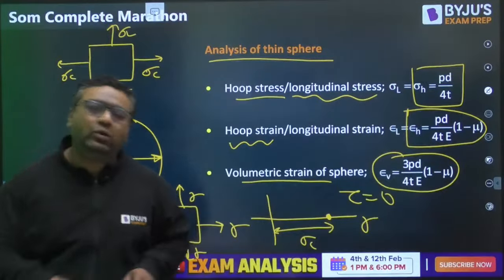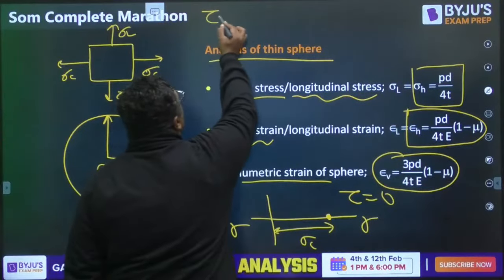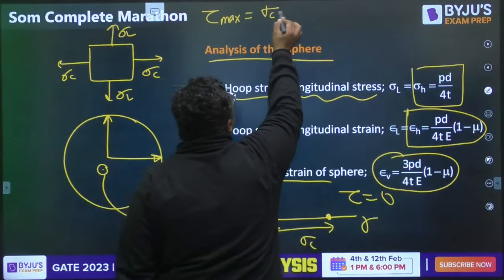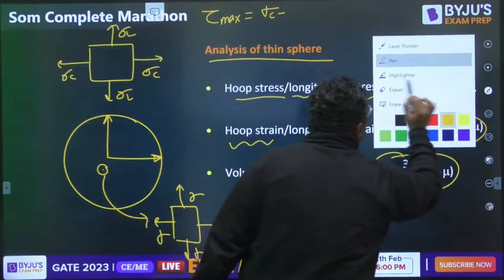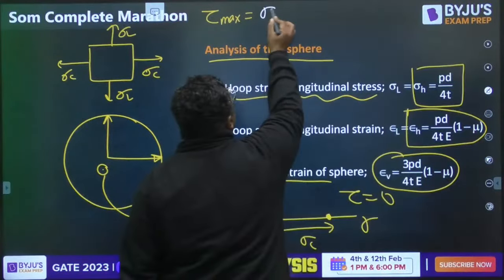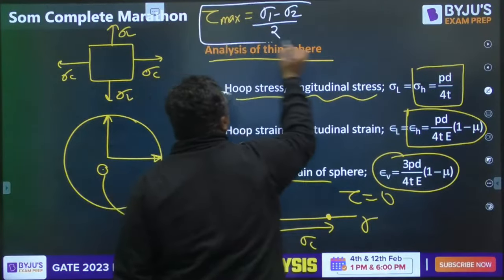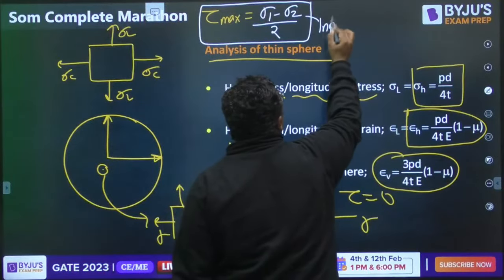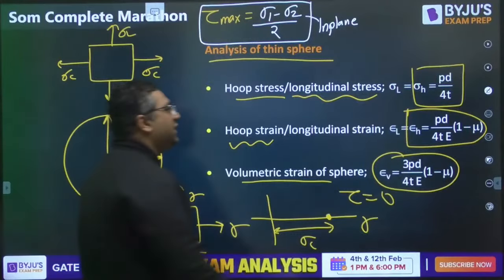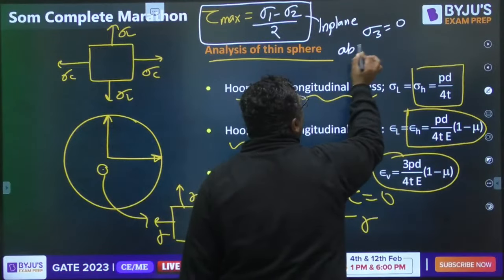If you want to find the shear stress, you can use tau maximum equals, this is sigma circumferential. The formula you already know: if you know the principal stresses, it is (sigma 1 minus sigma 2) by 2. This is the formula for in-plane maximum shear stress. And if you consider the 3-dimensional case and take sigma 3 to be 0, then you can write the absolute tau max also.